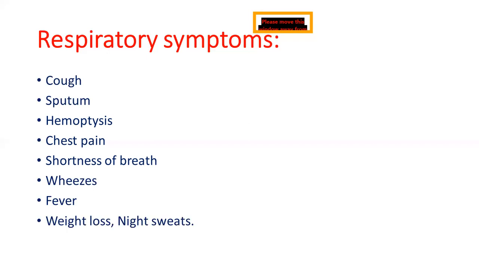Weight loss and night sweats are important because sometimes the patient complains to you that I have drenching night sweats. My clothes become wet at night, there is so much sweating. So you will rule out lymphoma in this case, or TB.